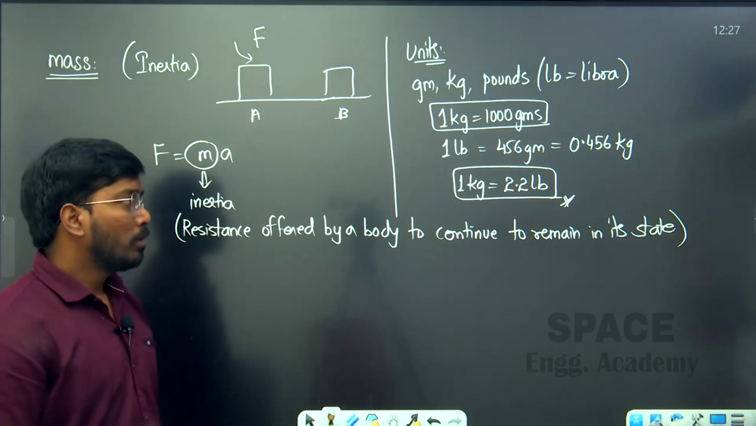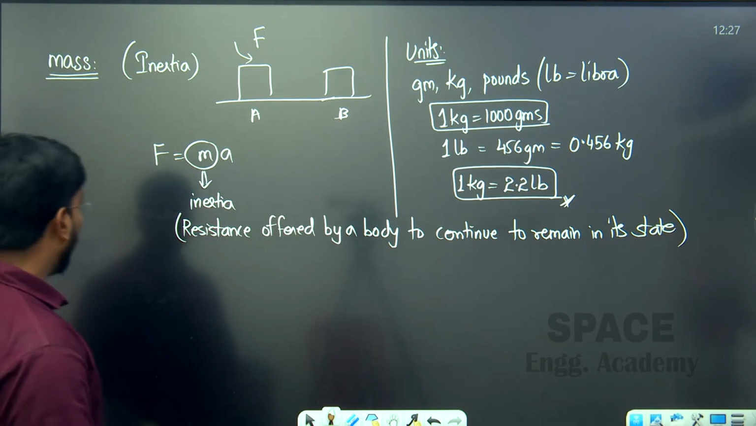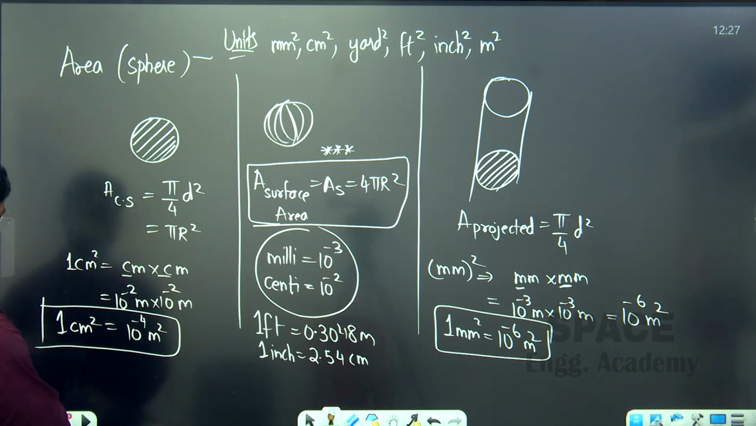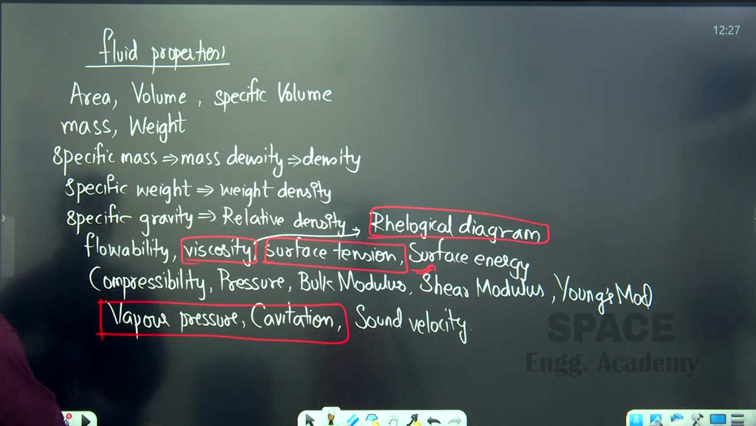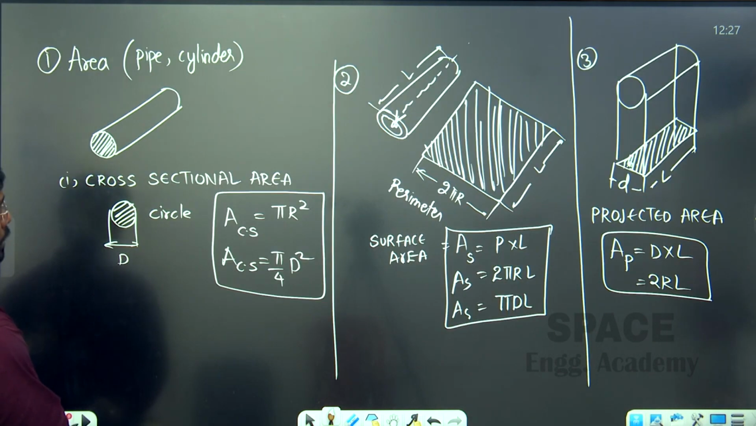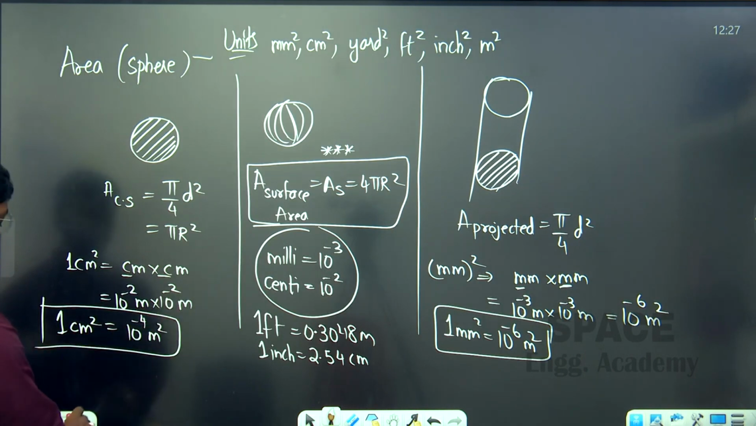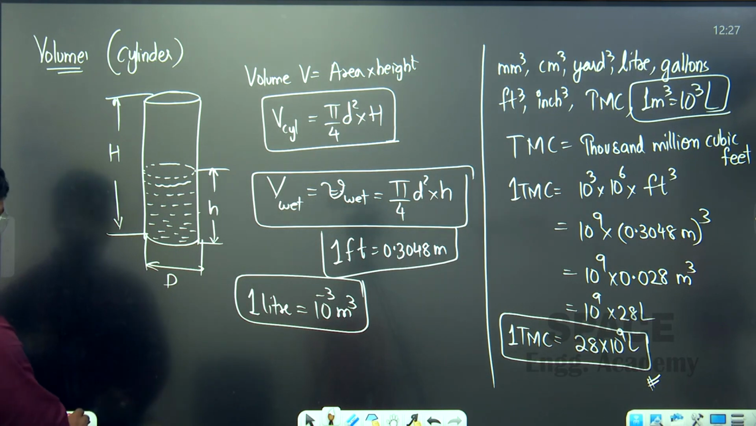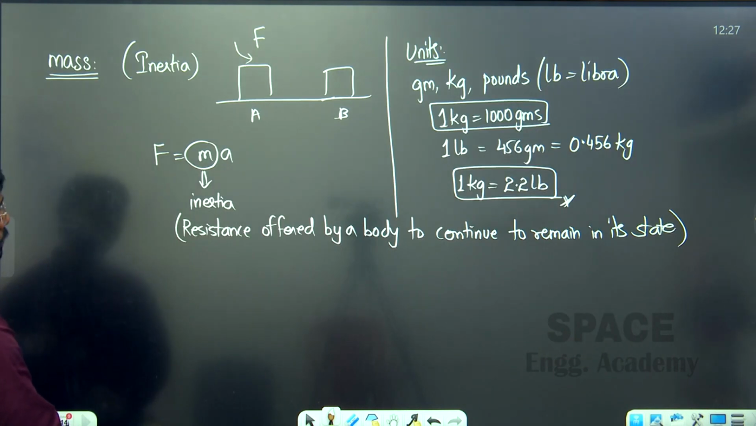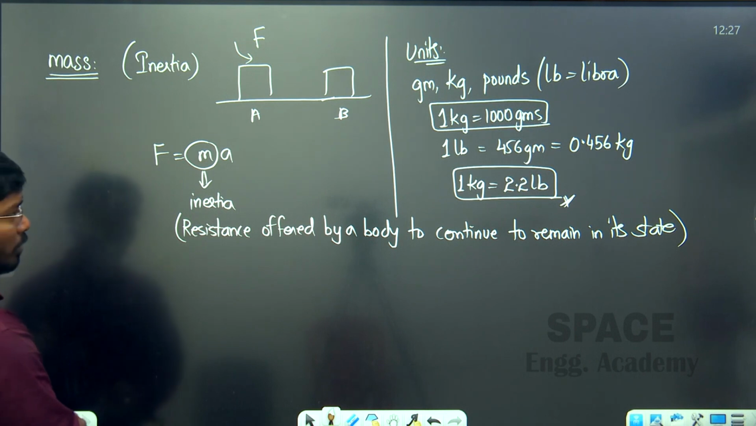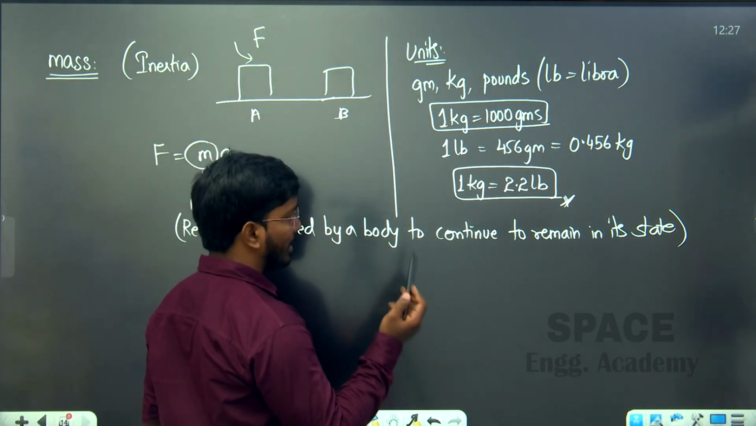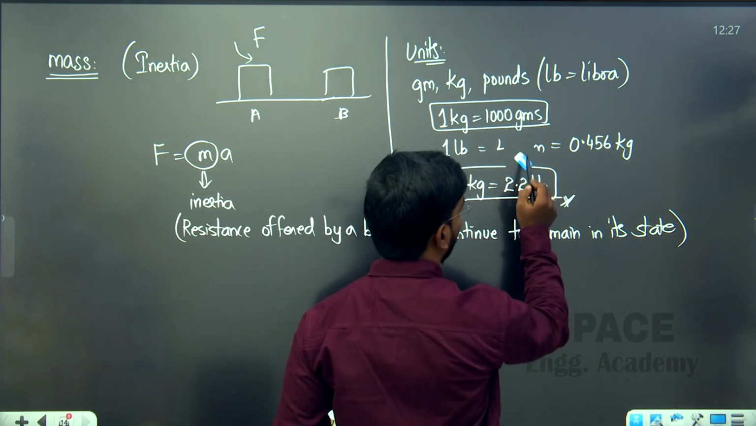Observe here. So now we are discussing about the next property. First of all, let's go back and see how much we have discussed so far. First property that we discussed about is area. 3 area formulas for cylinder, 3 area formulas for sphere, units of area. Then we have volume, 1 TMC we have seen. Then masses, 456, 453 grams. Okay, if you want, you can write to be precise 453 itself here.